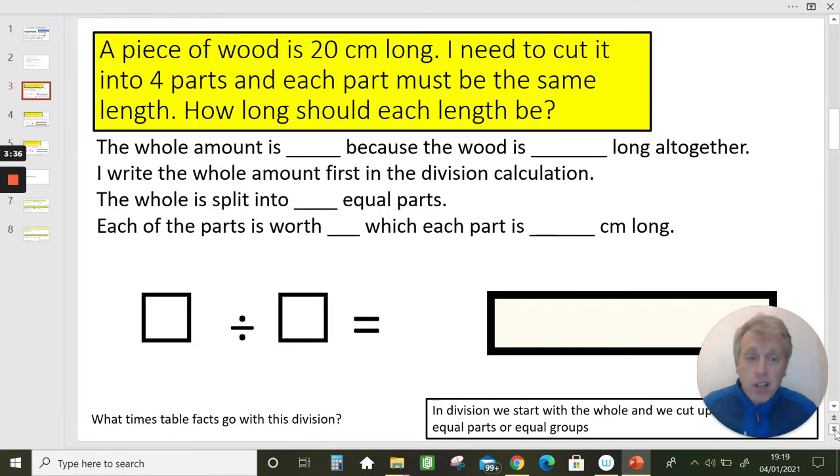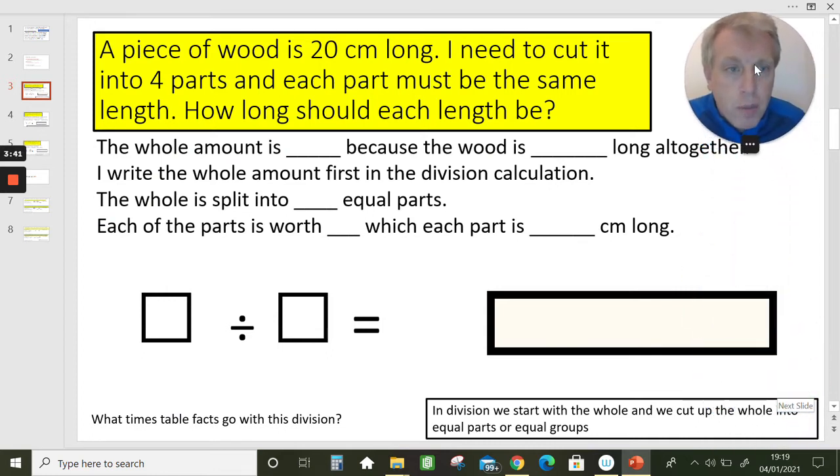So here's our first question. I'm going to just move myself up into the top corner. A piece of wood is 20 centimetres long. I need to cut it into 4 parts, and each part must be the same length. How long should each length be? So I'd like to start off, pause the video, see if you can have a go. Start by filling in the blanks, then see if you can draw a bar model. Just do it on a piece of paper. Pause the video, have a go.